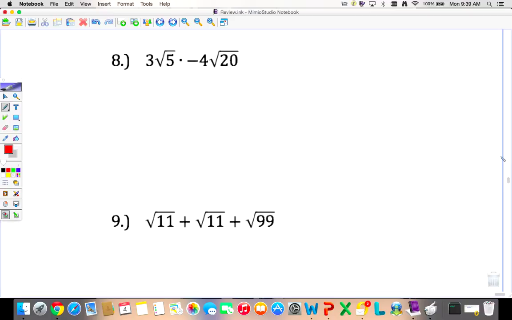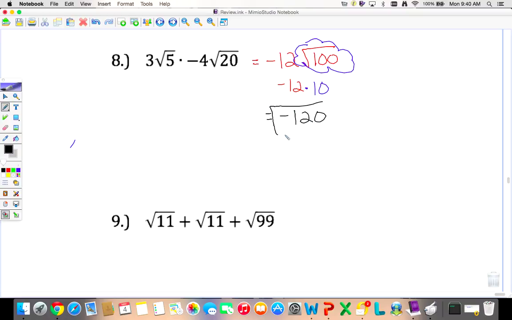Alrighty, number 8. Okay, we have 3 square roots of 5 times -4 square roots of 20. Okay, so we're going to multiply the outside first. We have 3 times -4, which is -12. And then on the inside, we have 5 times 20. 5 times 20 is 100. This one is actually easy because we know the square root of 100 right here. If you type in the calculator square root of 100, it will give you 10. So all this is -12 times 10. When you multiply -12 times 10, your final answer will be -120.